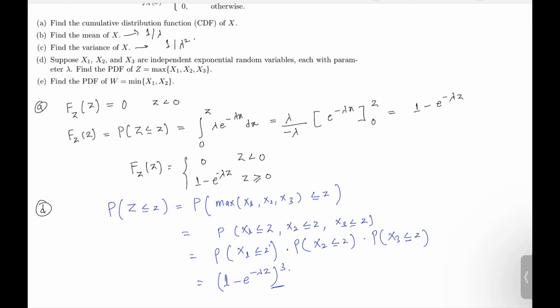How can we find the PDF? This is the CDF, so we can find the PDF just by differentiating it. So what will be the PDF? The PDF will be 3 times (1 minus e to the power minus lambda z), and we will have in front of it minus 3 lambda also, right?